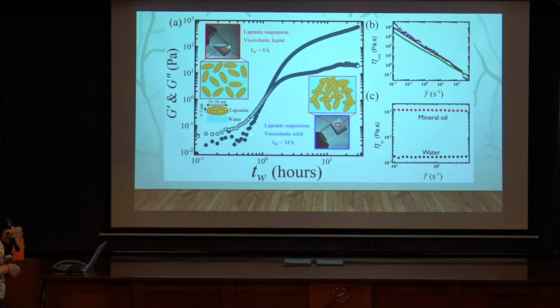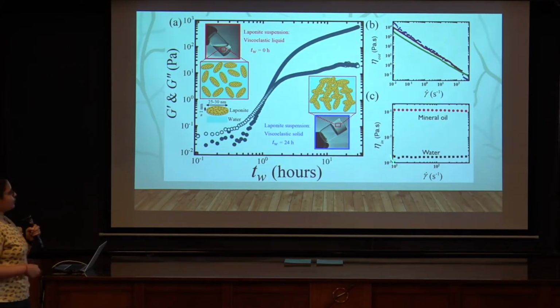If you see over here, the solid symbols are your G prime, and the hollow symbols are your G double prime. At initial times, you see the G double prime is dominating over G prime. That means in this time regime, it's behaving like a viscoelastic liquid, as you can see from here also, it's liquid-like. But you wait for enough time, and with time G prime starts dominating over G double prime. That means the system is becoming solid-like, and its elasticity is increasing because G prime is increasing and it's more than G double prime. This is the time regime where you have the formation of these structures which give rigidity to the sample, and that's how it's becoming elastic with waiting time.